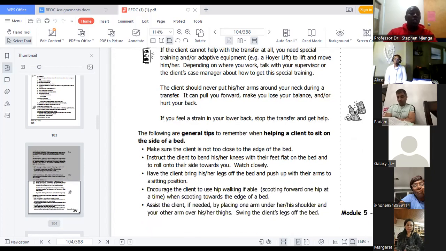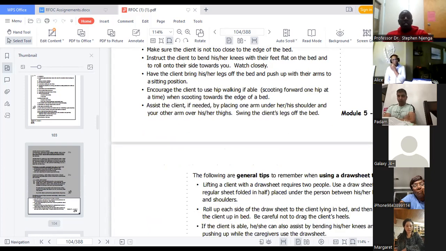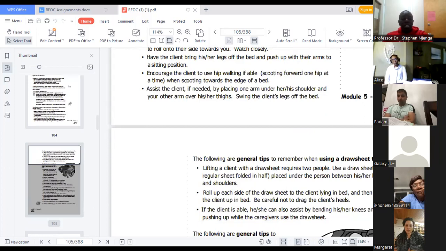Always make sure that you're involving the client, because if you're not involving them, your job will be very difficult. The client always thinks that they are going to fall, and that creates resistance in their brain, and it makes your work very hard when trying to move them.